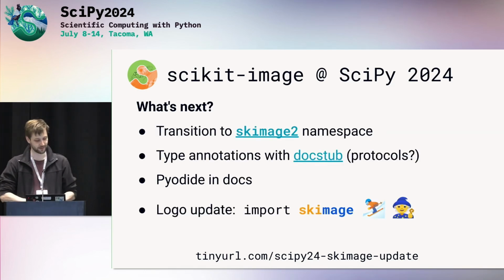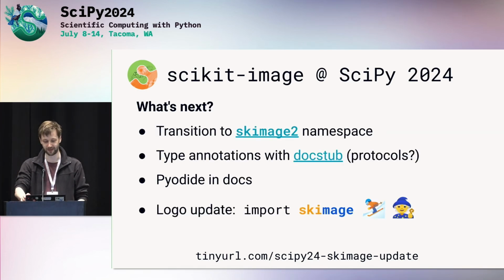So what's next? We're still planning the transition to skimage2. That's in a new namespace. Basically, we want to get rid of some API decisions. We think we can now do better and more intuitively. We're also in the process of adding type annotations to our library, and we want to do that by turning docstring descriptions, which describe parameters, into typing stubs in an automated way, because we only want one single source of truth. We're also planning, or in the process of, adding Pyodide to our docs to make them more interactive.